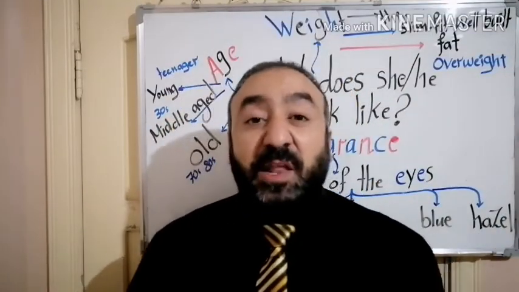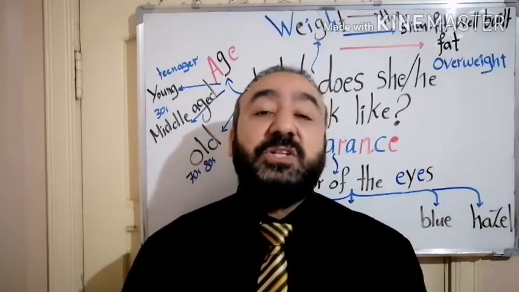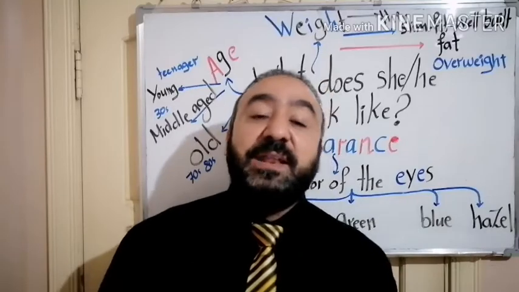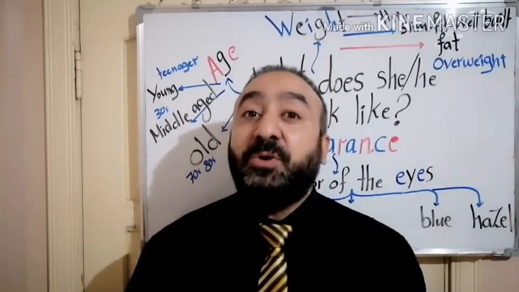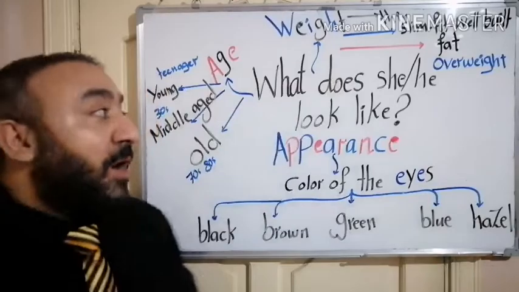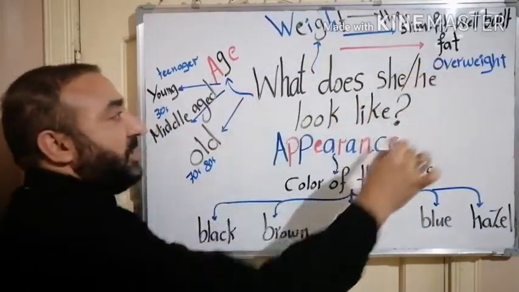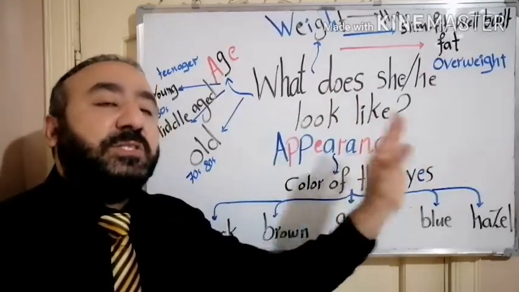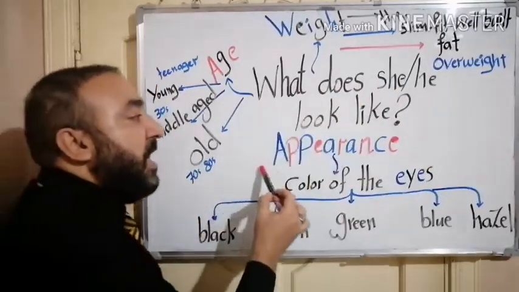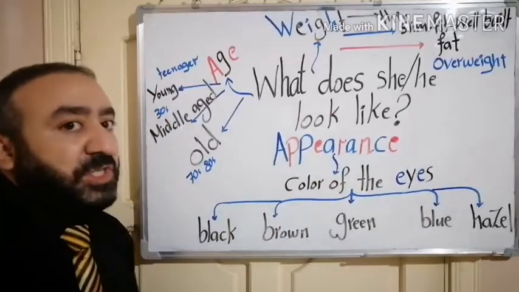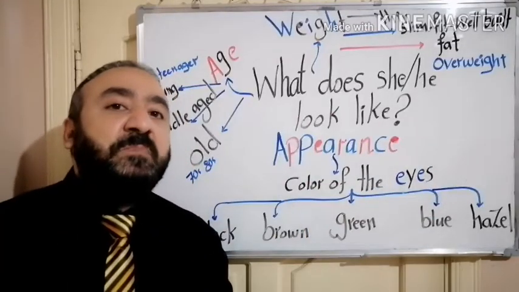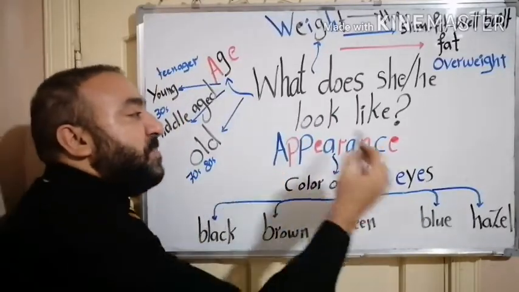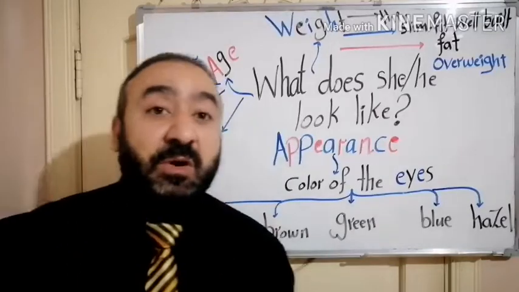Actually, because I felt that the lesson was sort of long, I decided to divide the lesson in two parts. Today, I'm going to finish the first part of it, and next time in the upcoming episode, I'm going to complete the rest of the lesson. So our lesson for today revolves around this question, what does he or she look like? Each time we ask this question, we must remember one thing, the appearance of the person you are describing. Appearance means the look. How does he or she look like? We are talking about the appearance or the look of the person you are describing.